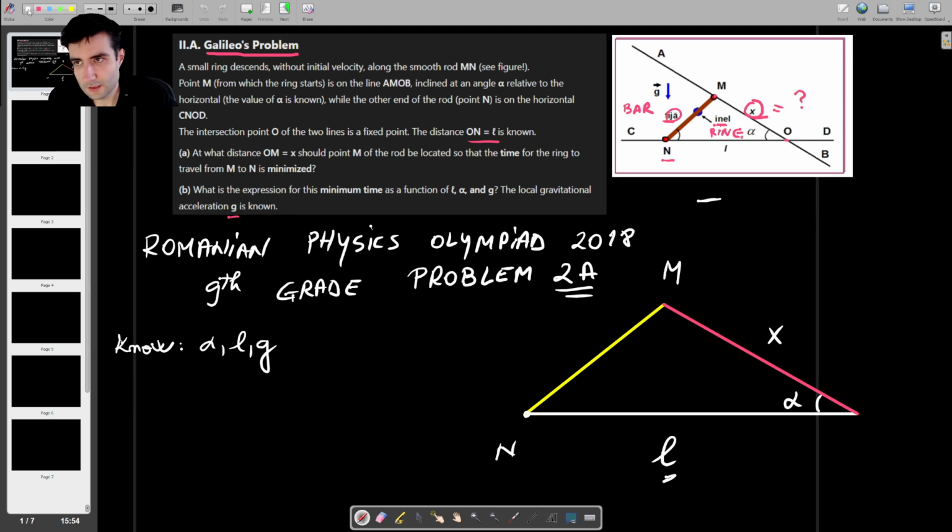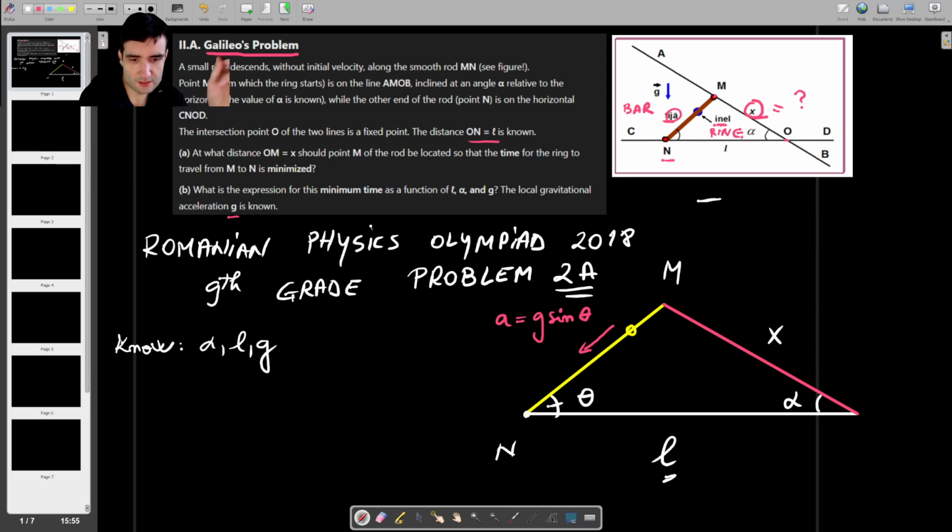We have an angle here which we're going to call theta, and as the ring is sliding down, its acceleration, and I don't really want to spend time proving this, is going to be equal to g multiplied by sine of theta, right? You can find this quite easily by considering the bar MN to be an incline, and it is acting as an incline, and the acceleration therefore is g sine theta.